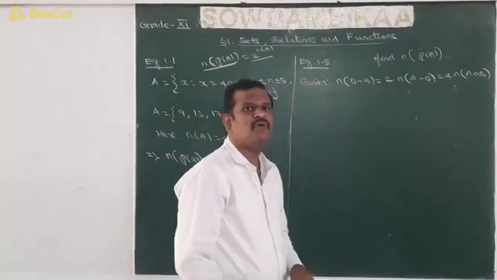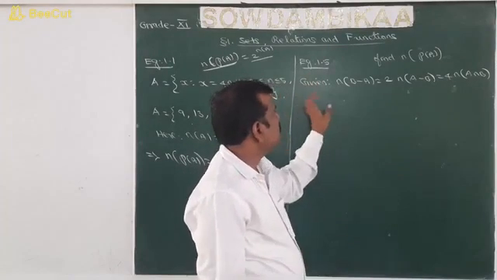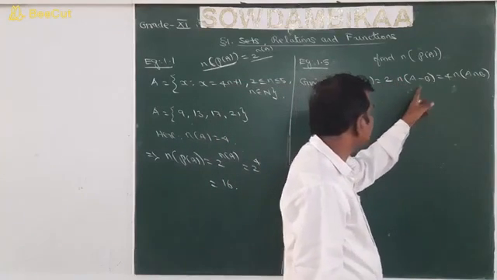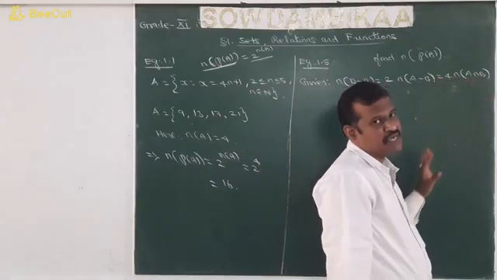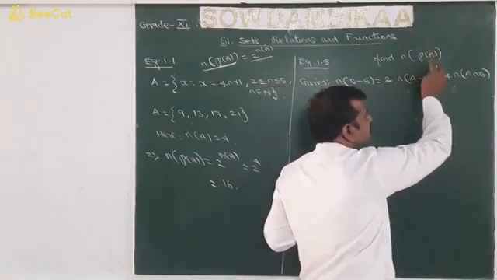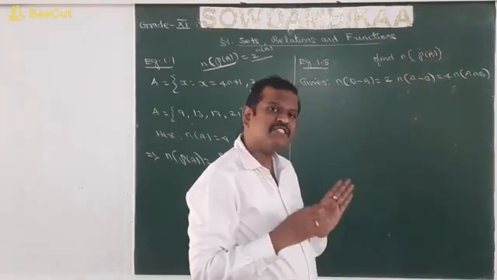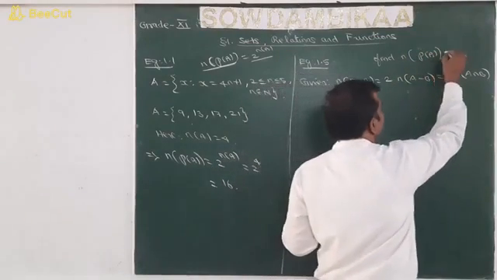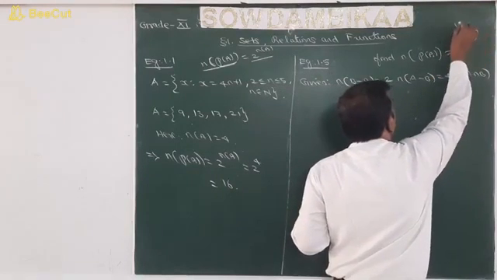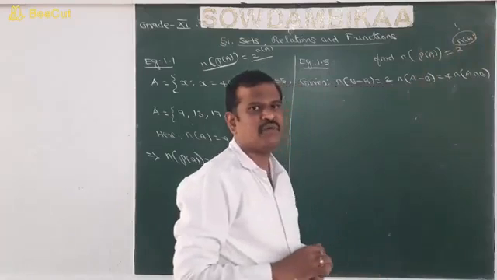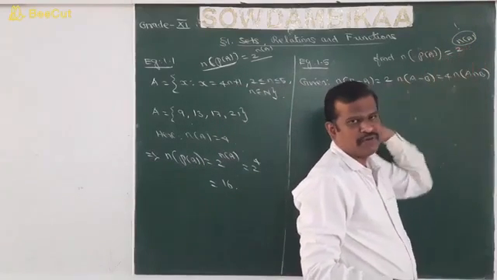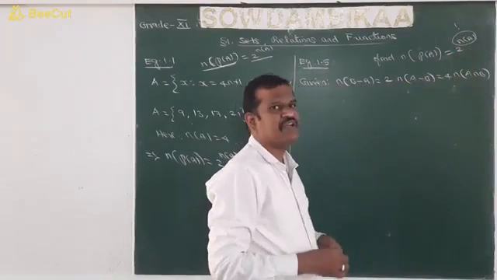Next we move on to example 1.5, in which n of B difference A is equal to 2 into n of A difference B, which is equal to 4 into n of A intersection B, and we have to find n of P of A. That is the number of elements in the power set of A, that is the number of subsets that A has. This is nothing but 2 power n of A. So we are in need of 2 power n of A only. If we know n of A, we will find 2 power n of A. Is it clear? So with this, we have to find n of A only.